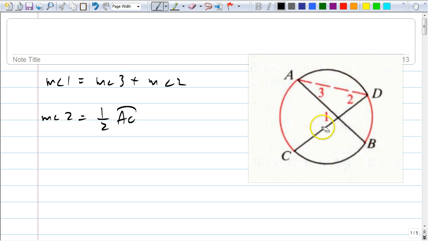Now I see another intercepted arc here, other than that one. How about this one right here? You see that? Isn't that another inscribed angle? What can you tell me about measure of angle 3? How about Jonathan? It's half of, half of measure of arc.